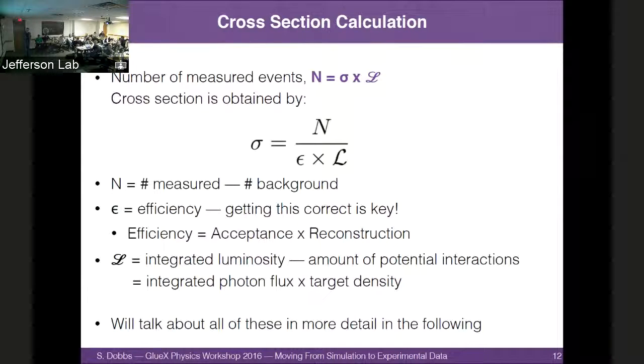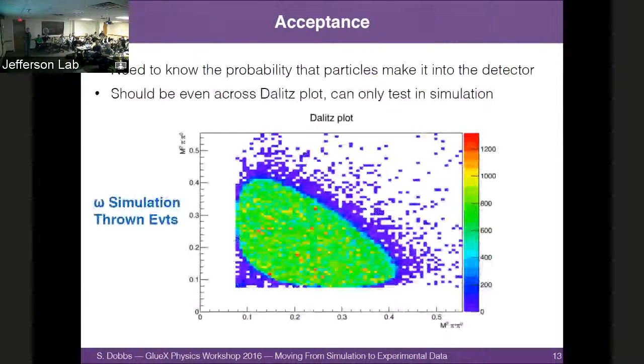Then you also need to make sure that you're correctly measuring the amount of data that you have. On our experiment, this depends on getting the photon flux correct. You need to know your target density correctly. You need to know your live times and things. I'll talk a little bit about some of the considerations that go into measuring these quantities. So, the acceptance is the probability that the particles actually make it into your detector.